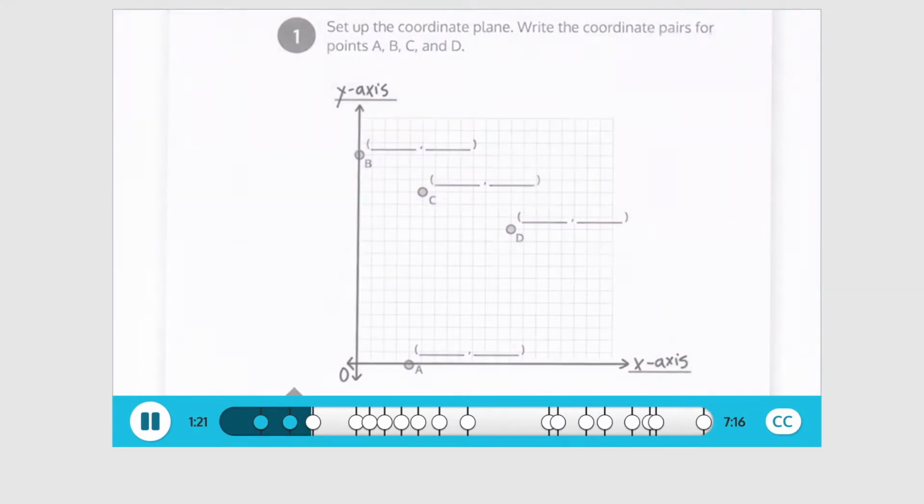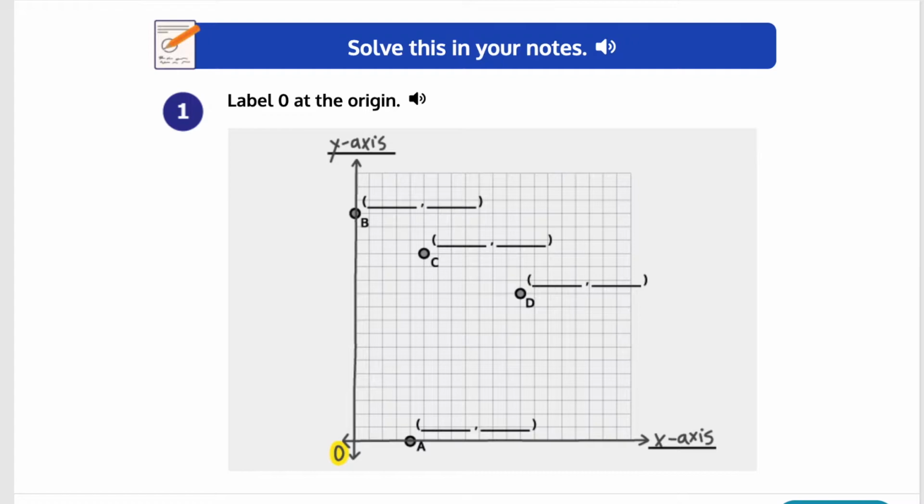Your turn. Go ahead and label the origin. Remember, the origin is the 0 on both the x and y axis where they meet. Go ahead and label it.